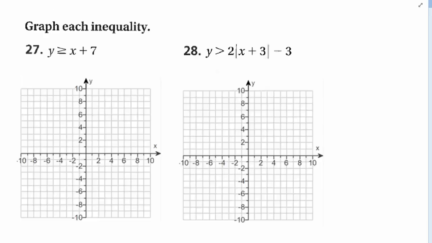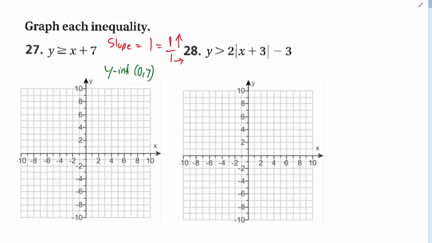Okay, here's starting with number 27. So I'm going to graph these inequalities. I'm going to put it on a grid so that it looks a lot cleaner. Notice how the slope of this line is up 1 over 1. Sorry, I didn't mean to type 0, comma 1. I meant to type 1 over 1. Up 1 over 1. And the y-intercept is 0, comma 7.